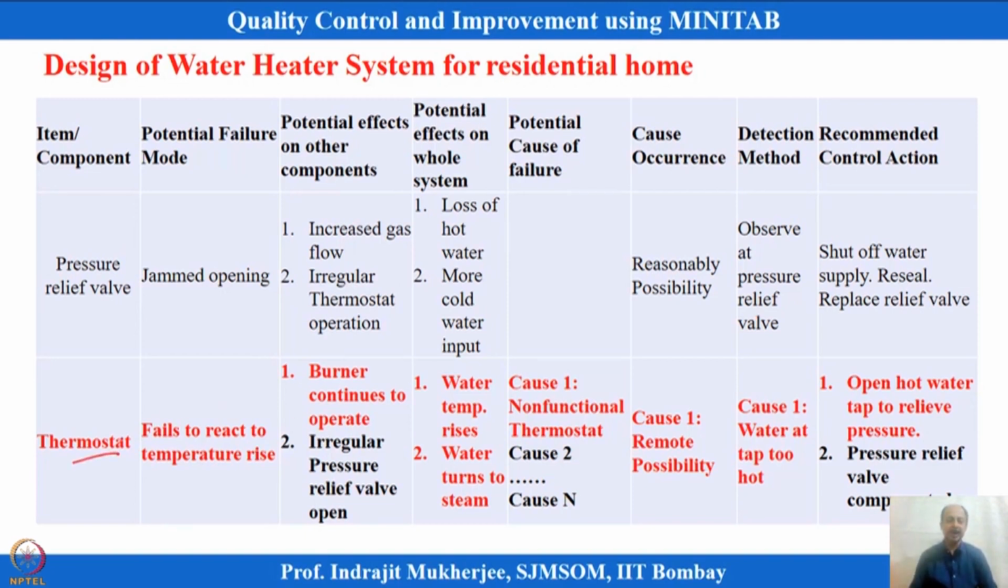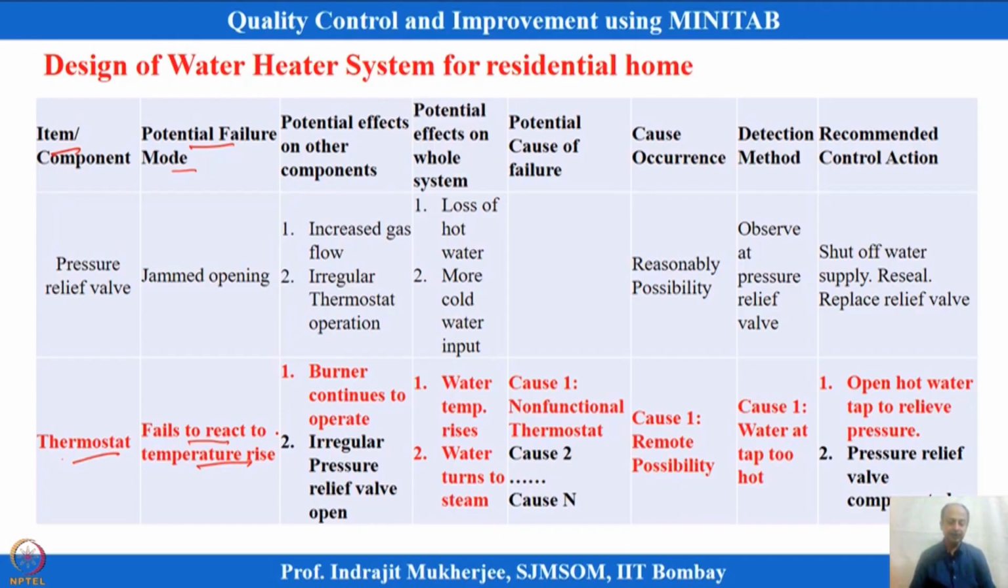Okay. And it can fail. Then there will be a potential failure mode of this item, the thermostat, which is a component within the water heater system. There can be multiple components like that, and every component can fail. So, if it fails, in which way will it fail? That is the potential failure mode. Maybe it is not reacting. I am taking one example, the thermostat, which fails to react to temperature rise. So, this is the potential failure mode.